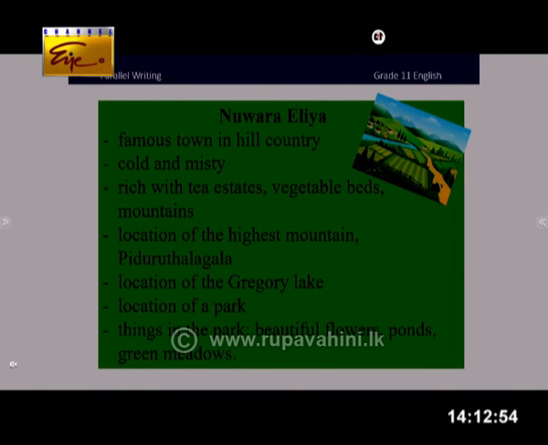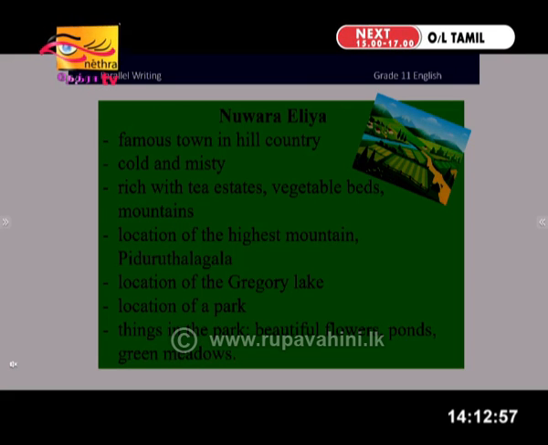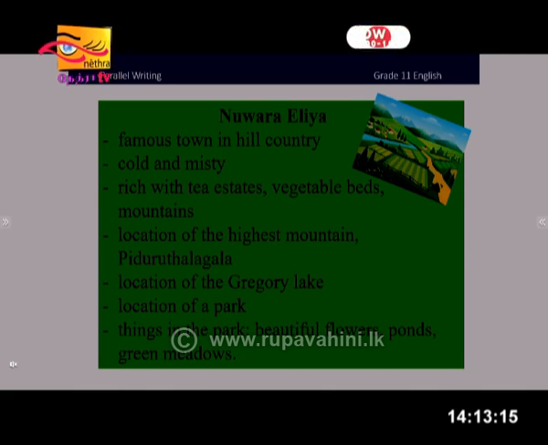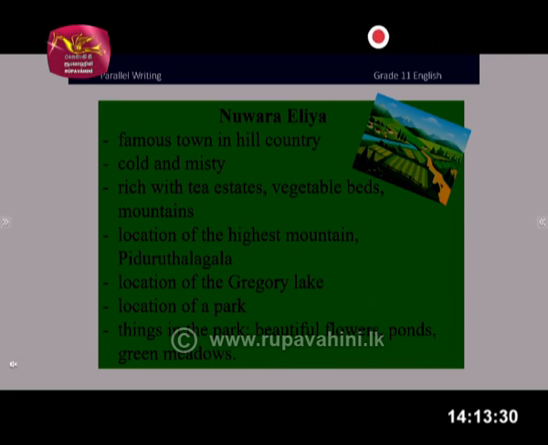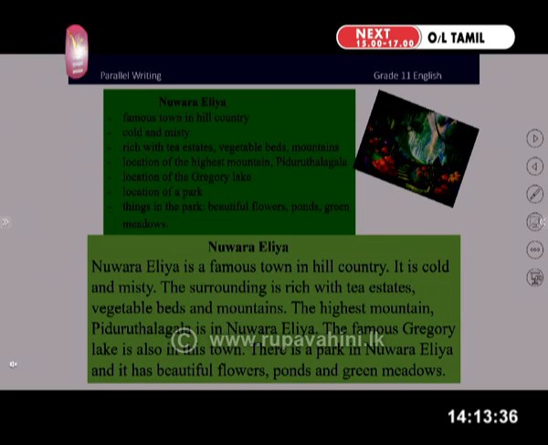We are talking about a familiar town, a town which is famous, Nuwara. Right. Let's read the information we have about Nuwara so that we can include all these facts into our paragraph. A famous town in the hill country, cold and misty, rich with tea estates, vegetable beds, mountains, location of the highest mountain Pidurthalagala, location of the Gregory Lake, location of a park, things in the park: beautiful flowers, ponds and green meadows. I can show you my paragraph as well.